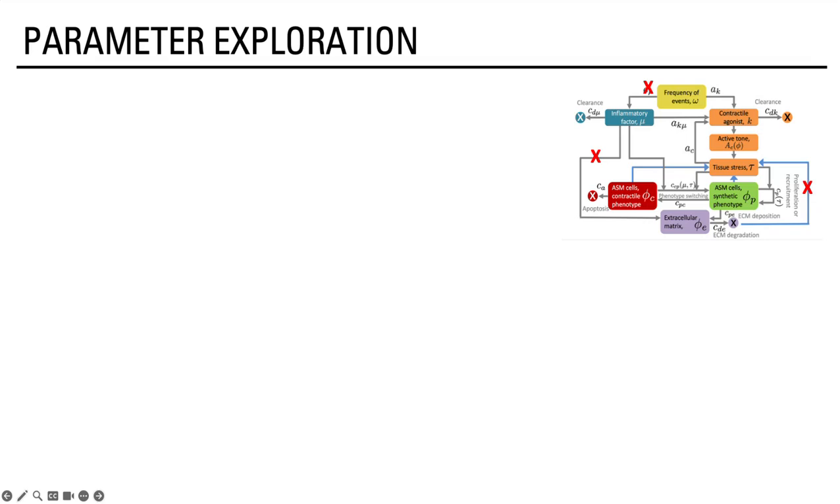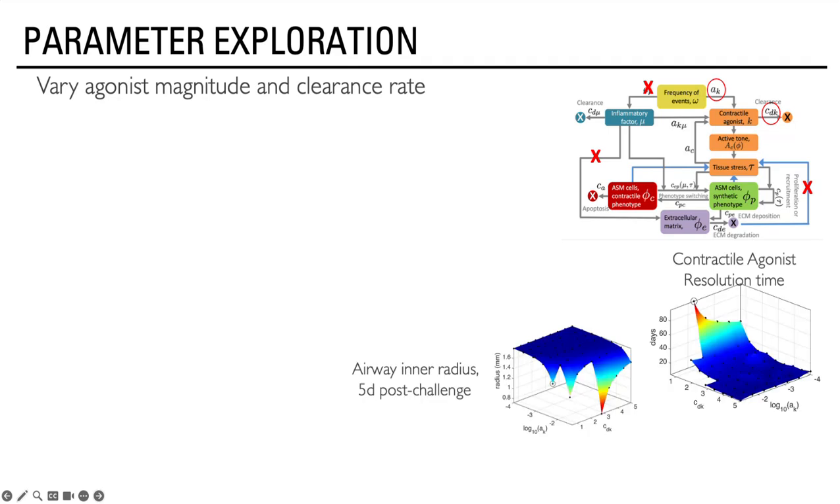So, for example, here we've essentially looked at what happens when we challenge the airway with just contractile agonists. So this is, for example, inhalation of allergens, which then cause contractile agonist to be released. And here we're just modifying the agonist magnitude, so how much agonist is being inhaled and how quickly it clears. So those are the two parameters. That's the parameter space we're looking at.